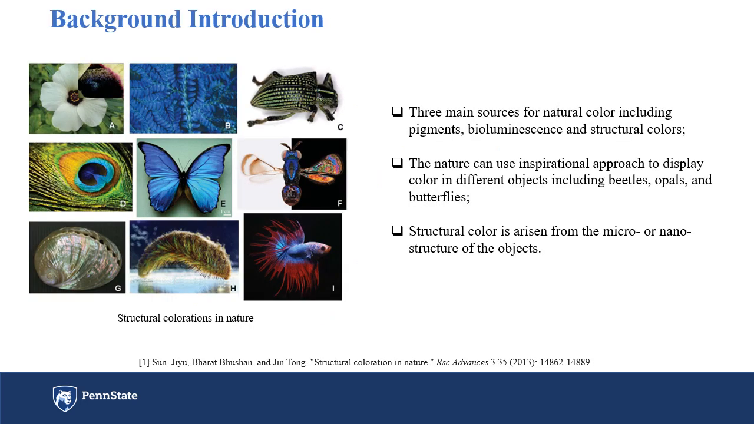We live in a colorful world and always feel the colors bring beauty and pleasure. There are 3 main sources for nature color, including pigments, bioluminescence, and structure colors. Structure color is a special one, which is the color produced by micro or nanostructures, and is usually bright and dazzling. The picture on the left side shows you some structure colorations in nature.